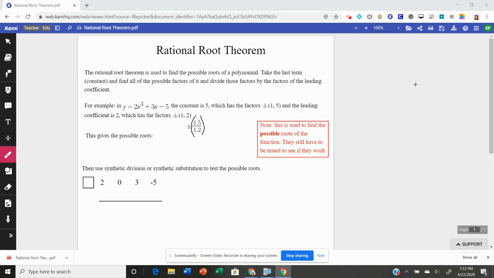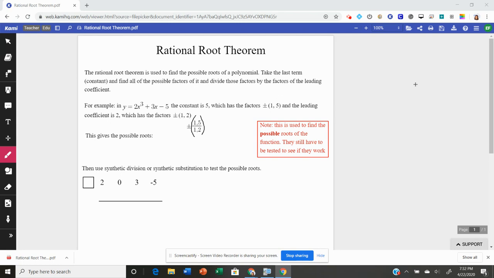In order to find the possible rational roots, we are going to take the last term, the constant term, and then find all of its possible factors. We're going to divide those possible factors by all of the possible factors of the leading coefficient.